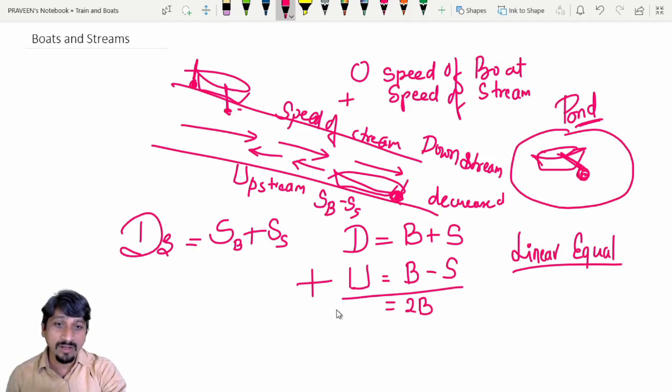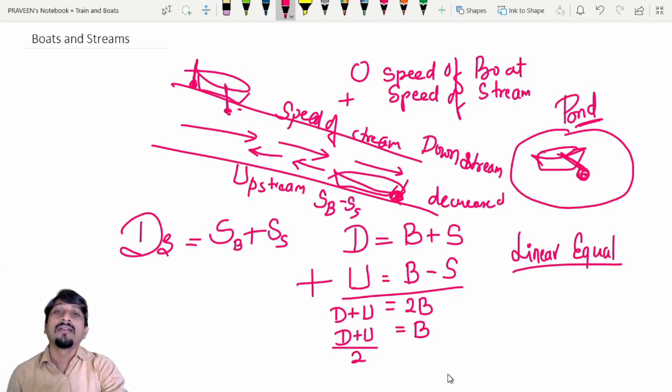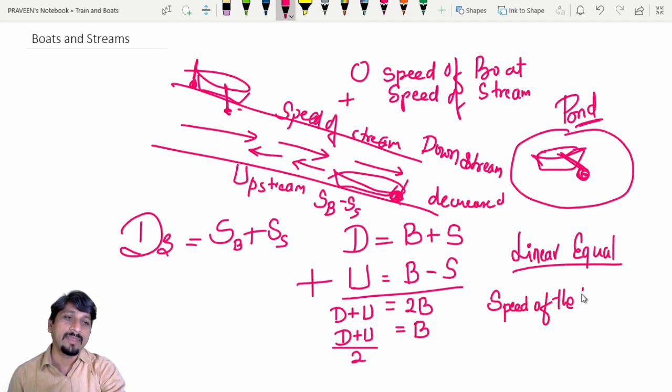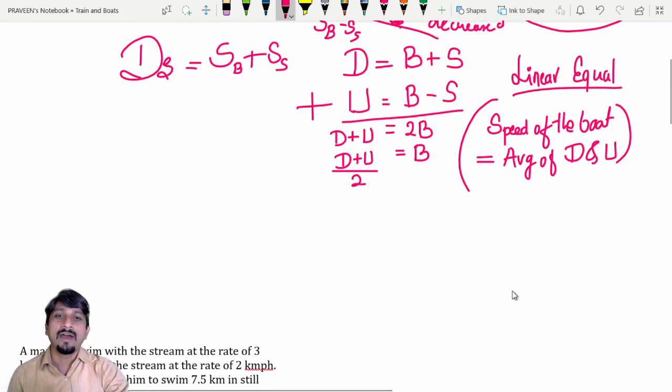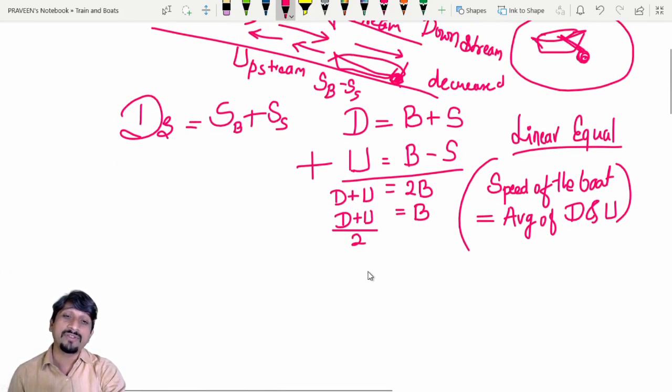2B is equal to what? D plus U, because we are adding. So therefore, speed of the boat will be what? It will be average of downstream speed and upstream speed, isn't it? So it will be average speed of the boat. Try to understand. Speed of the boat is equal to average of downstream speed and upstream speed. Remember this. Very important. Now if I want the speed of the stream, then what I'll do?